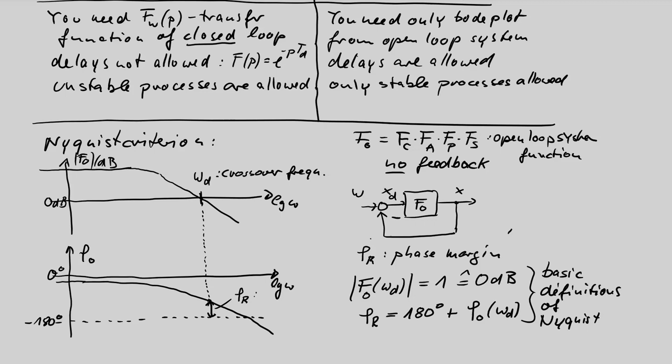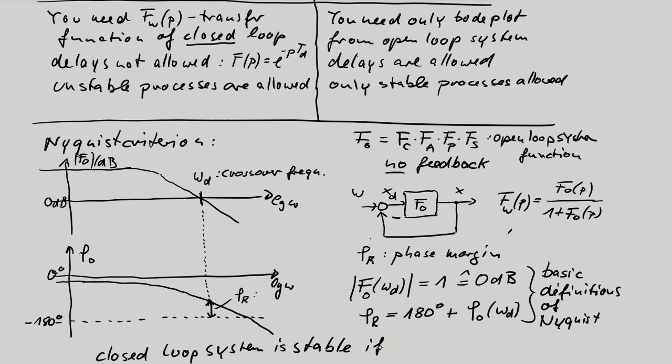Now Nyquist has proven for the closed loop system. That means the closed loop, index W, is nothing else than open loop divided by 1 plus open loop. To define what I mean with closed loop: closed loop is the negative feedback open loop system. The closed loop system is stable if and only if the phase margin is positive. That is a very simple statement of stability of Nyquist.